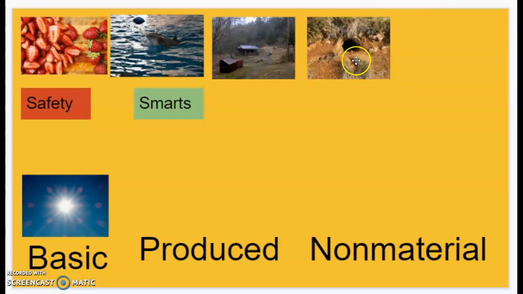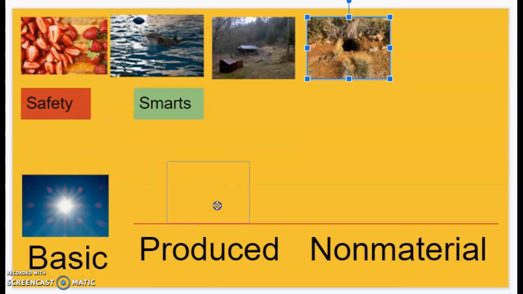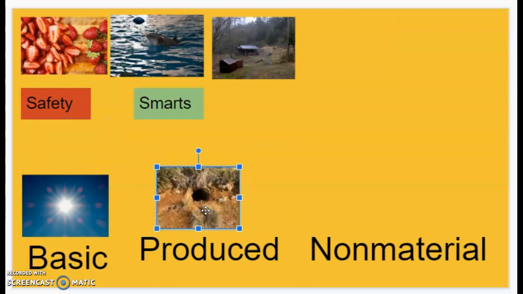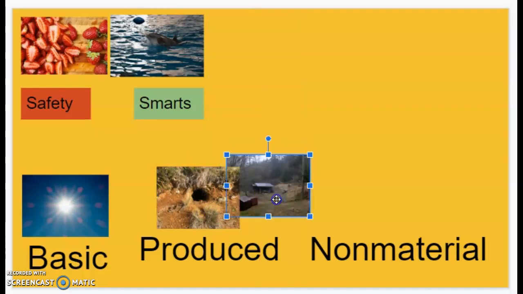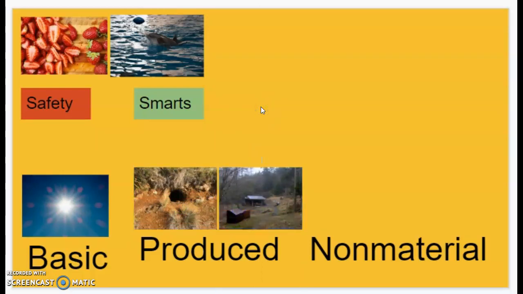All right, our next one. I have a shelter for an animal, a hole where an animal lives. Let's think through this. It's definitely not non-material because it's physical, you can touch it. It's definitely not basic because someone or something has to make it. The animal has to dig the hole to be able to live there. So a shelter or someplace you can stay is a produced need. I have a human shelter, a cabin, right here, so I'm going to put that with my animal shelter in produced need. Bam.